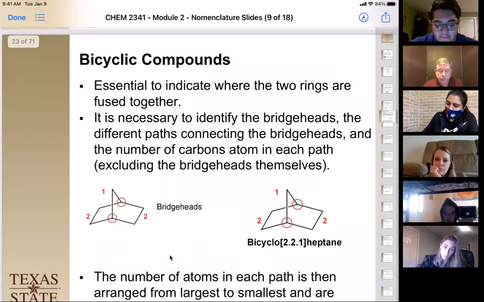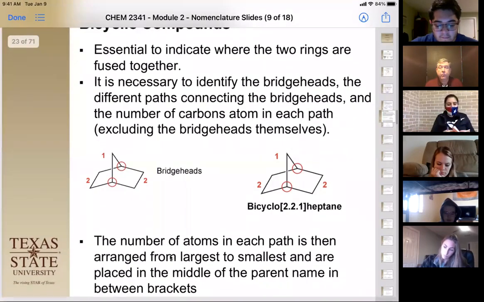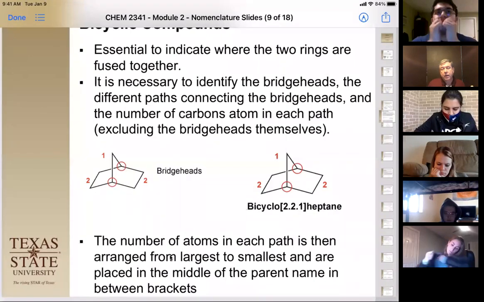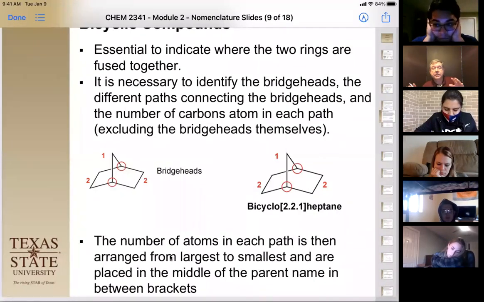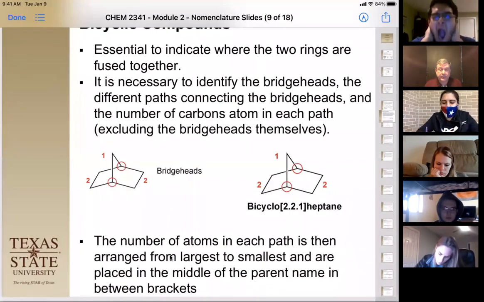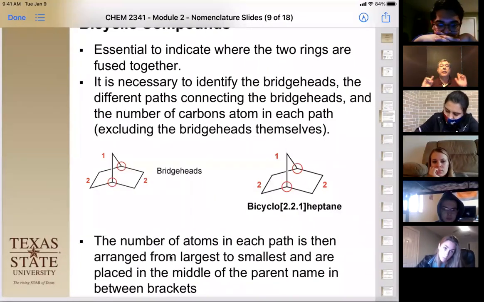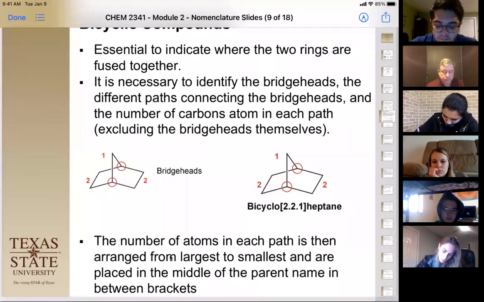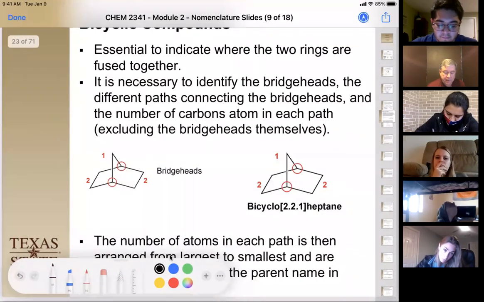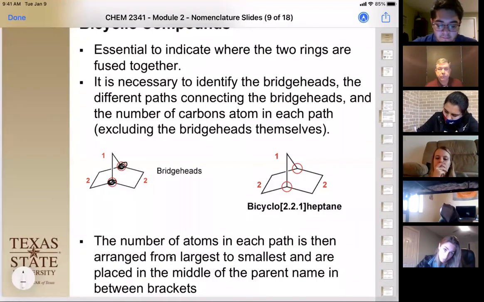In bicyclo compounds, we want to talk about a couple different things. Number 1, we have different types of carbons. We have what we call bridgeheads, and those are the carbons that are creating the bridges, the carbons that are making the link point.